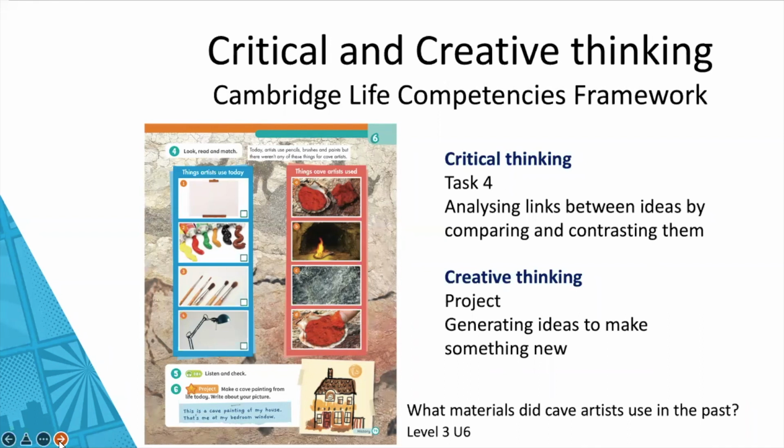So sentences can be produced at this level for comparing and contrasting. Of course, teachers may need to add support with sentence starters on the board or gap fills. The component of creative thinking from the Cambridge Life Competencies is generating ideas to create something new. And this happens in the project when students imagine, then make a cave painting for today's world. And then they describe it. And I think that's a highly original idea for students.